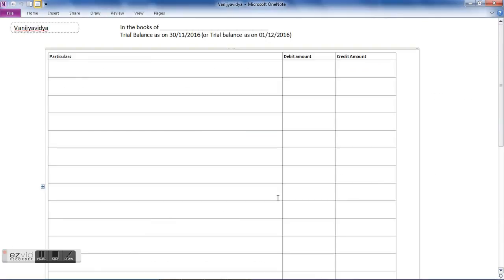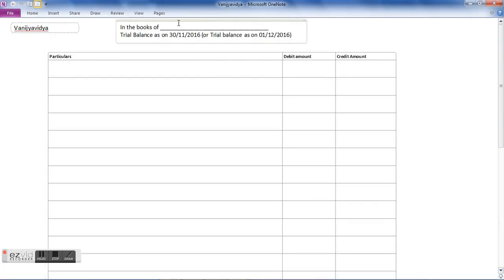So this is a trial balance format. As said earlier, in the books of your company name or whatever your business name, then trial balance as on 30/11/2016, or you can also say trial balance as on 1/12/2016, that is at the beginning of the day 1/12/2016, because at the end of the day as on 1/12/2016, again there will be some entries and the position of trial balance will change. Now this is a vertical format of trial balance. You have a particular debit amount and credit amount.